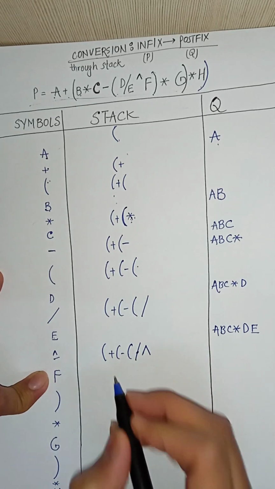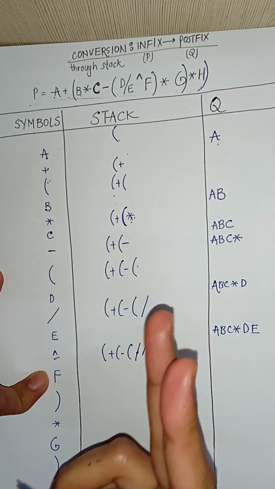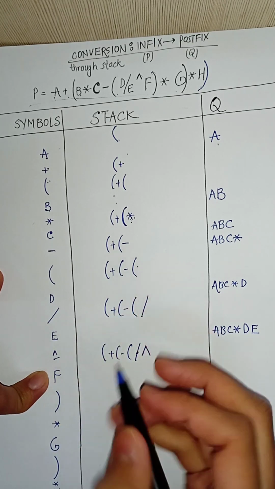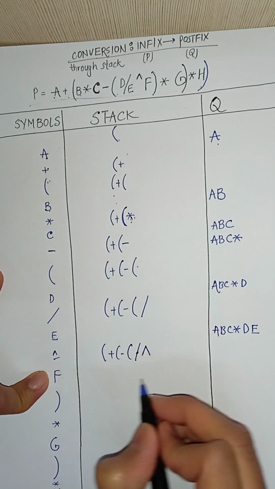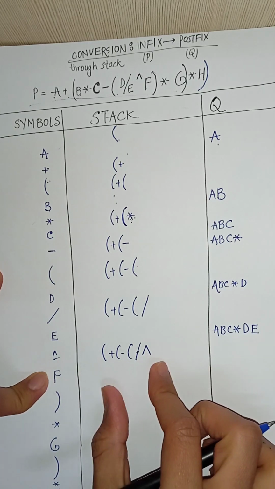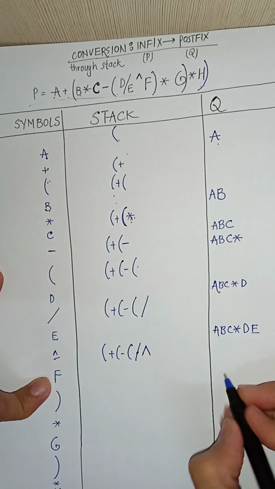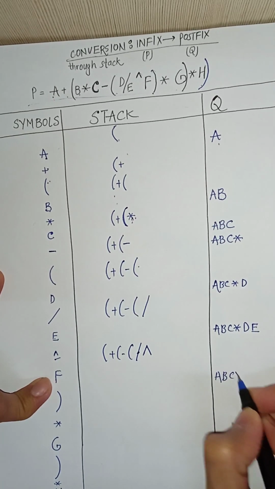Okay, and in the stack there are only two things happening. For left parentheses and operators, there will be no operands like integers or algebraic symbols in the stack. Only left parentheses and operators. Here it is an operand, add this to the queue.